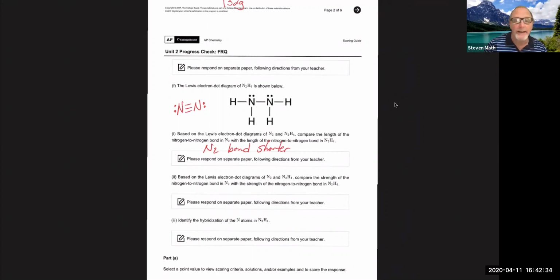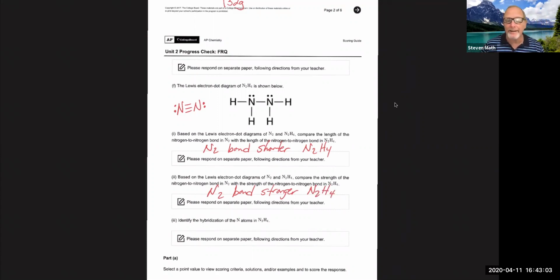So the N2 bond is shorter. Compare. They didn't ask for an explain. They asked for a compare. So the N2 bond is shorter than the N2H4. Based on the Lewis dot diagrams, compare the strength of the N2 bond. The N2 bond is stronger, shorter and stronger. You guys know this. N2H4.